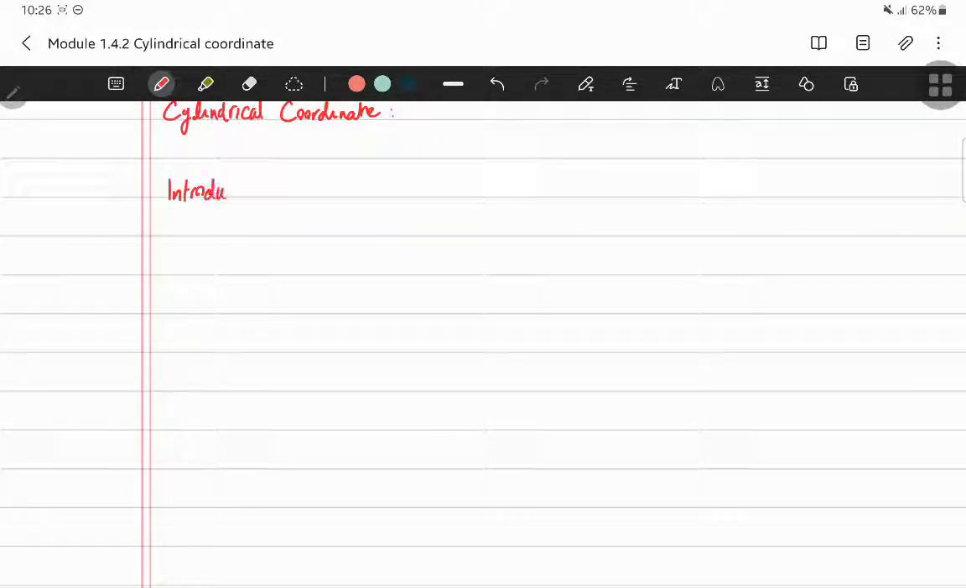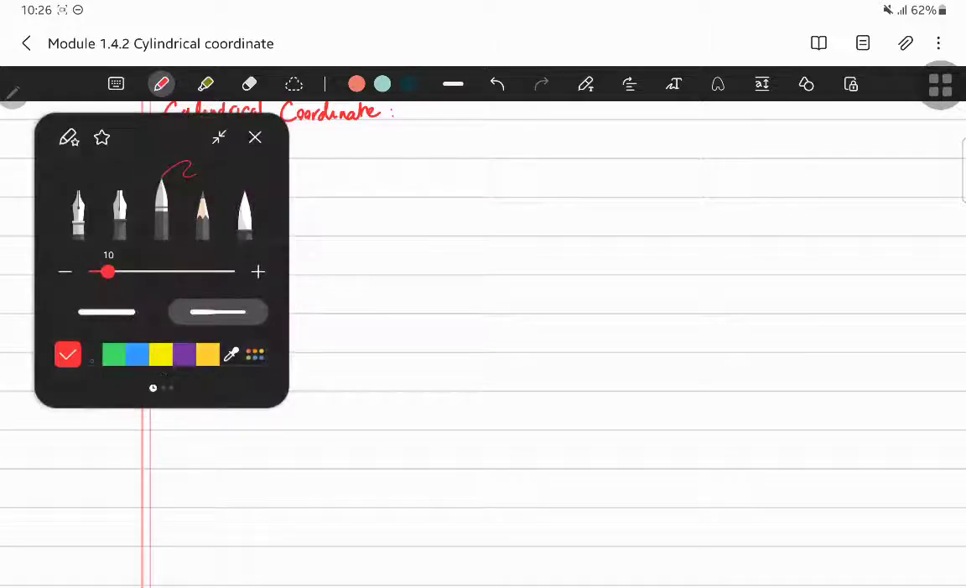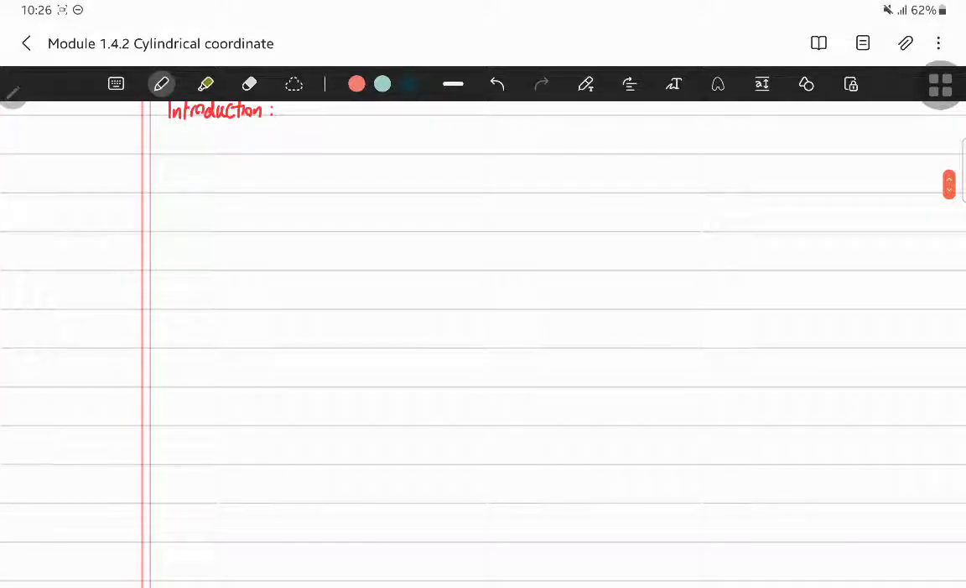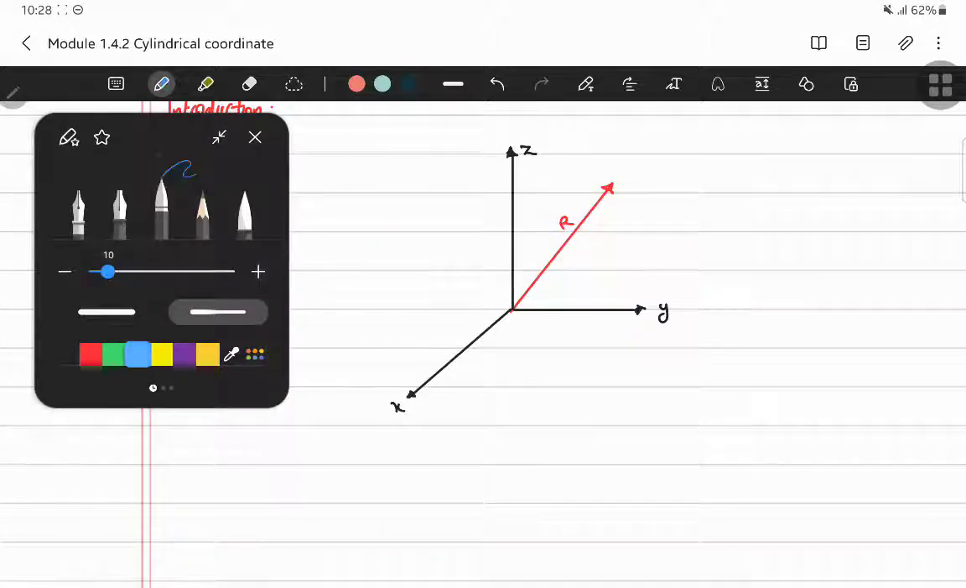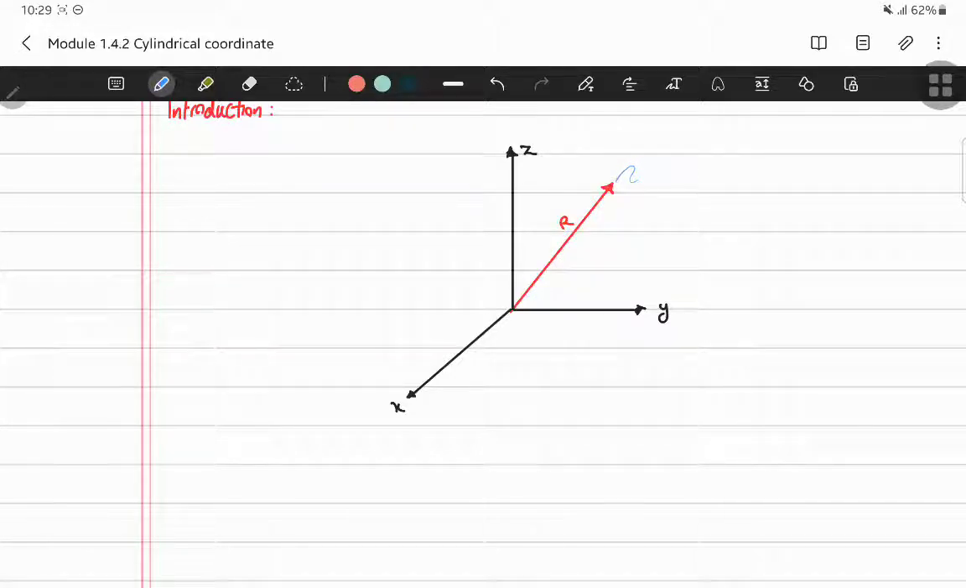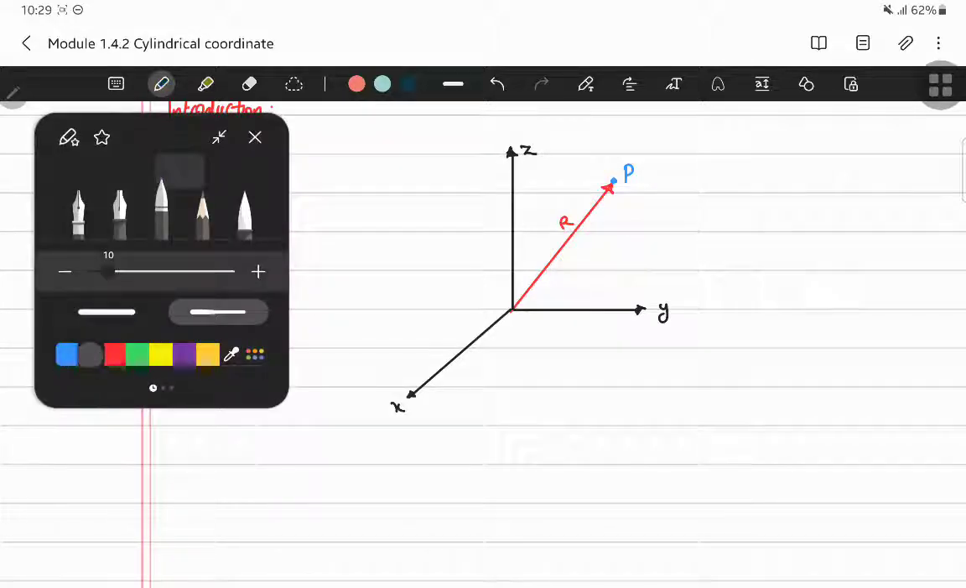Introduction. The cylindrical coordinate system, unlike the polar coordinate system, is a 3D coordinate system. So you have x, y, and according to the right-hand rule, you have z here. And you have a vector here, which we call r, for example. In this coordinate system, this is the vector r, and you have the point P here.